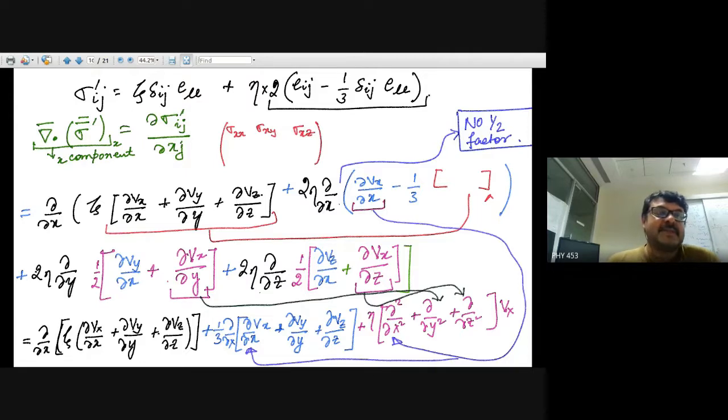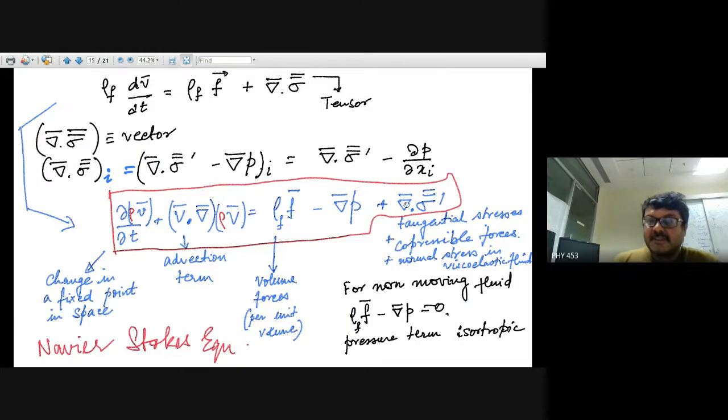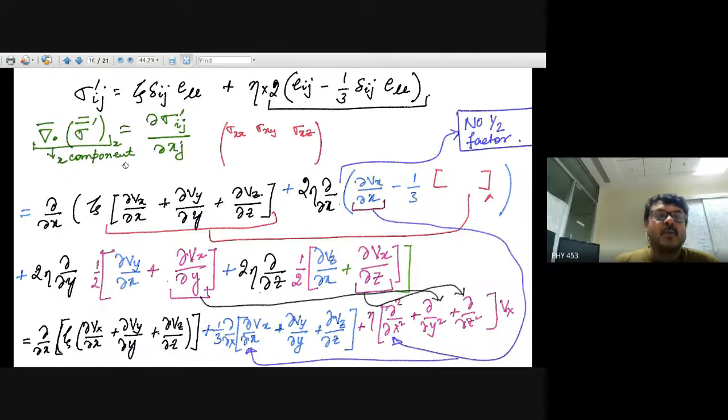If you look at the x component of the, so this is a vector, and here we are looking at one of the components, the x component of the divergence of sigma dash tensor. In general, if you are focused only on the x component, you're taking a derivative. This will be in the diagonal, hence you're taking a del del x of this term, right? Then del del x of whatever will appear from here, the diagonal term.